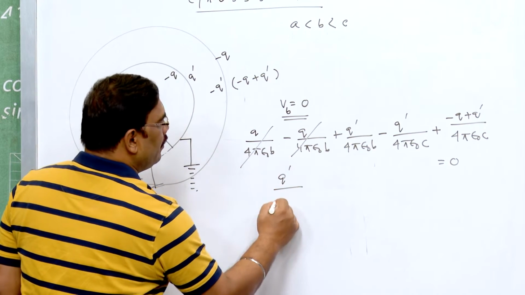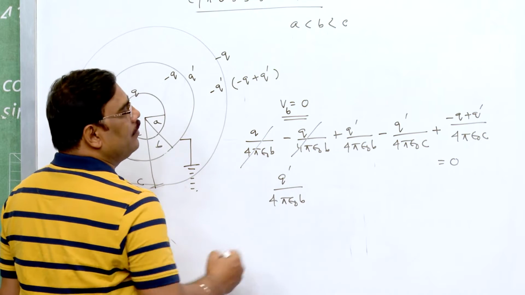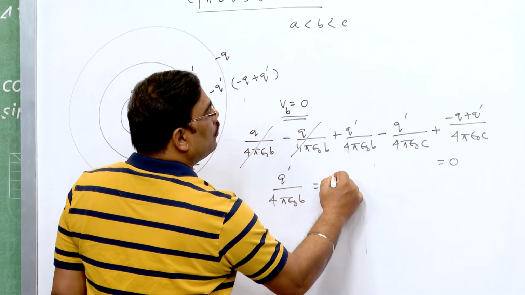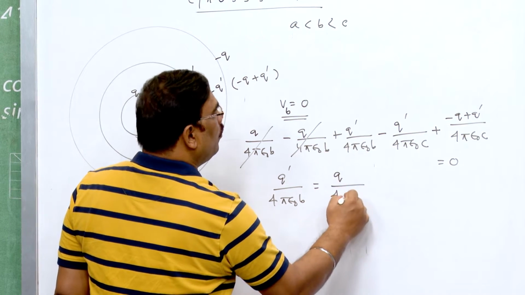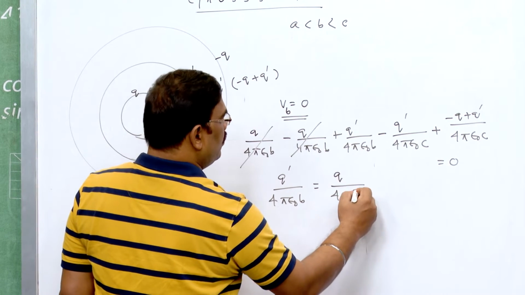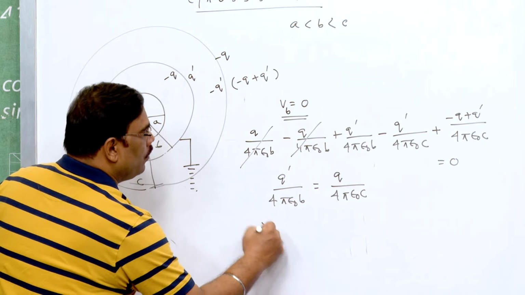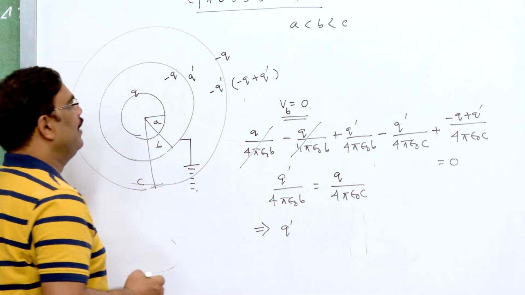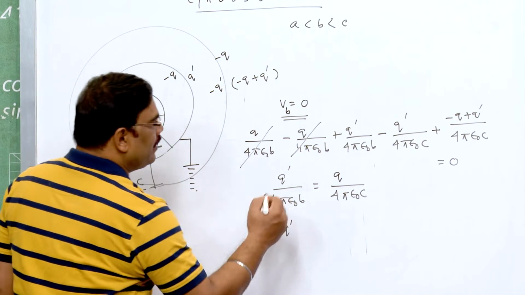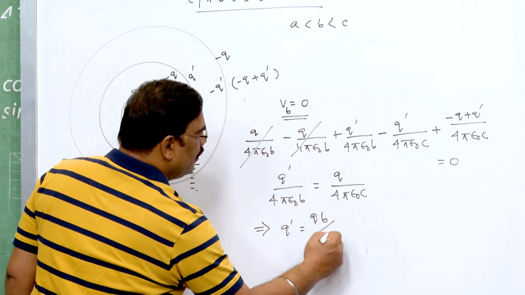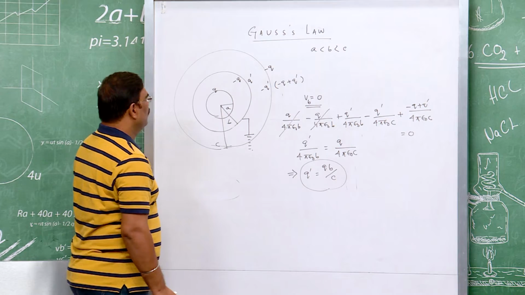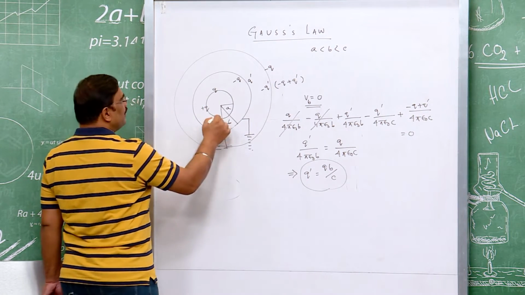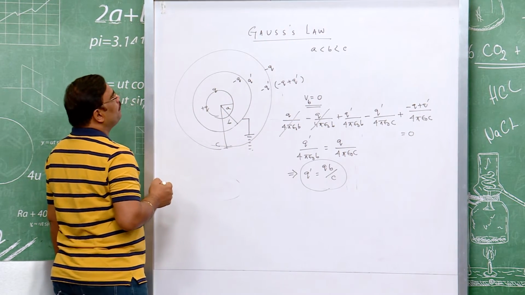q dash divided by 4πε0 B is equal to Q divided by 4πε0 C. So, 4πε0 will be cancelled out. My intention is to find out the value of q dash. So, q dash equals Q into B divided by C. This is very important.